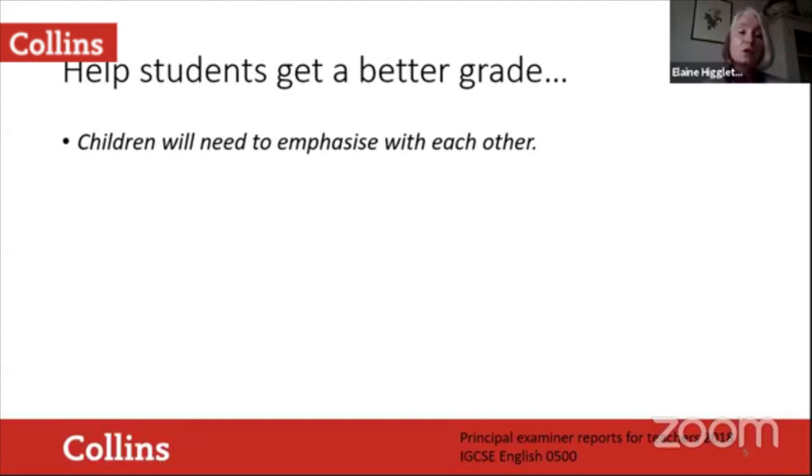What about this one? What's wrong here? Emphasize with each other, or sympathize? Empathize. Yeah, children will need to empathize with each other. Again, that's another mistake directly lifted from the 2018 IGCSE exam.